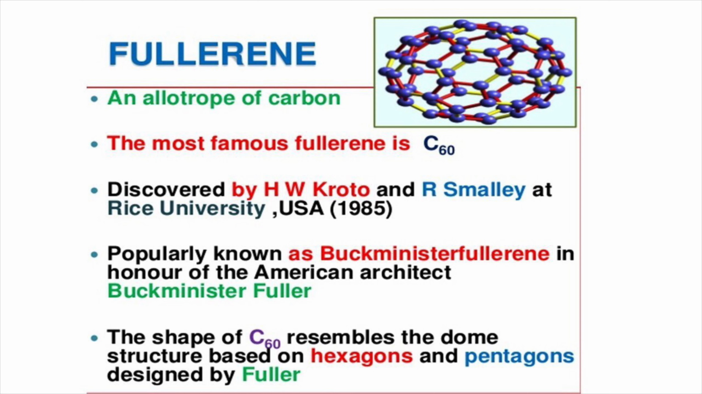Fullerenes were discovered by H.W. Kroto and R. Smalley at Rice University, USA. C60 is popularly known as Buckminsterfullerene, in honor of the American architect Buckminster Fuller. The shape of C60 resembles the dome-shaped structure based on hexagons and pentagons designed by Fuller.